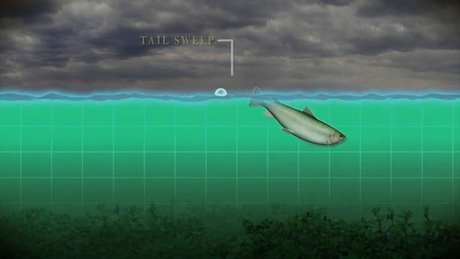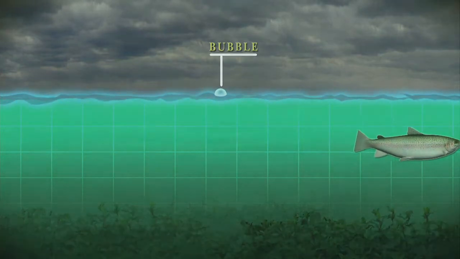The telltale bubble in the middle of the rise, caused by the fish expelling air as it took the natural, is a sure sign of surface feeding. Use the nose poke and tail sweep to gauge both feeding direction and speed of the fish.